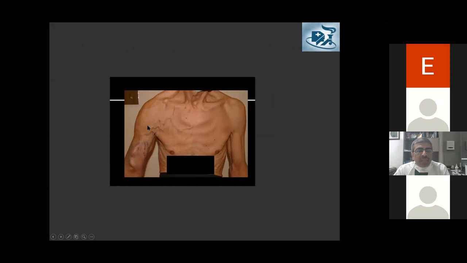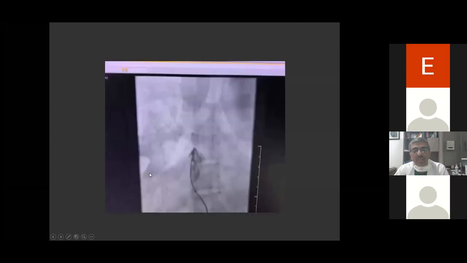So this is the classical picture of a central venous stenosis where there are collaterals on the chest wall, the size of the hand where the fistula is disproportionately more, and you can see this is an old subclavian dialysis catheter which was put here. So there is central venous stenosis which is causing its collaterals and a disproportionate increase in the size of the right upper limb.